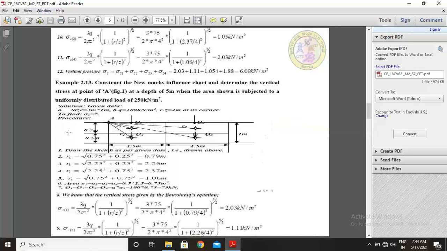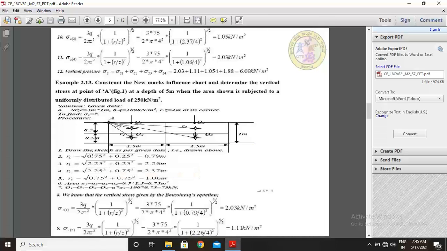Now to find sigma z, follow the procedure. The same steps you follow as in the above problem. Draw the rectangle and divide it into 4 rectangles with respect to the dimensions, and A is at the corner. You locate 4 points, that is Q1, Q2, Q3, Q4, with radial distances. Locate R1, R2, R3, R4. Then follow the next step, that is calculate the radial distance.